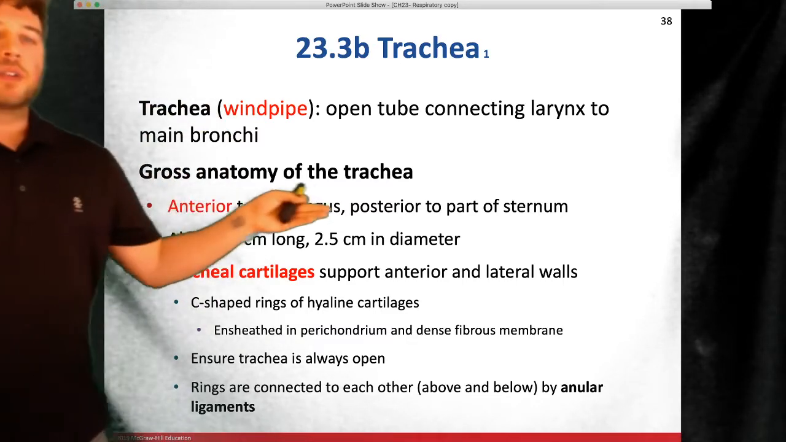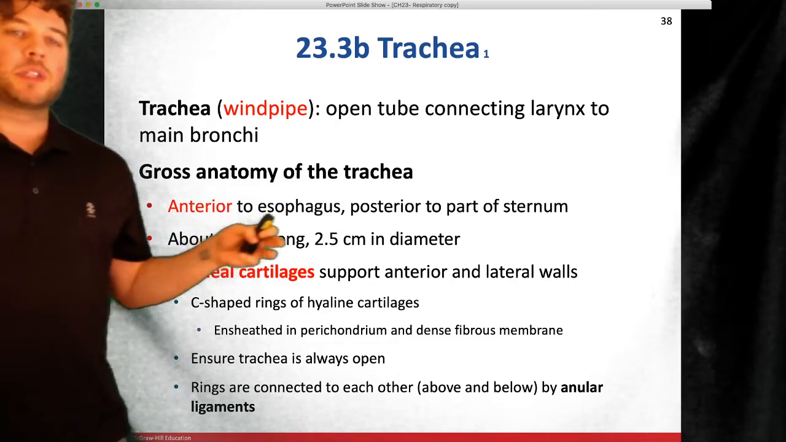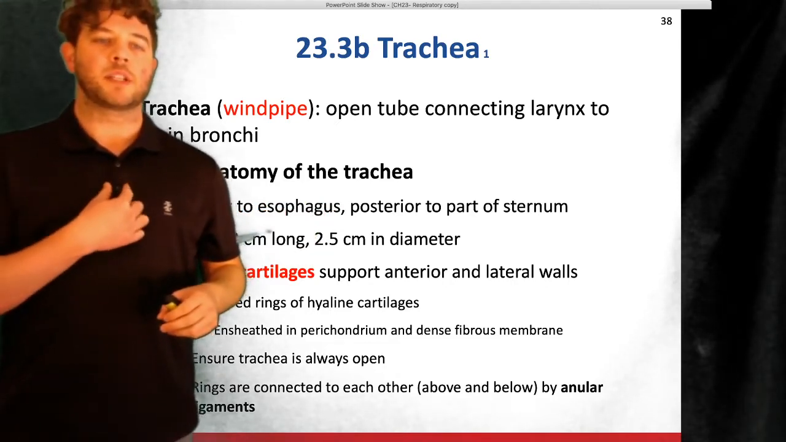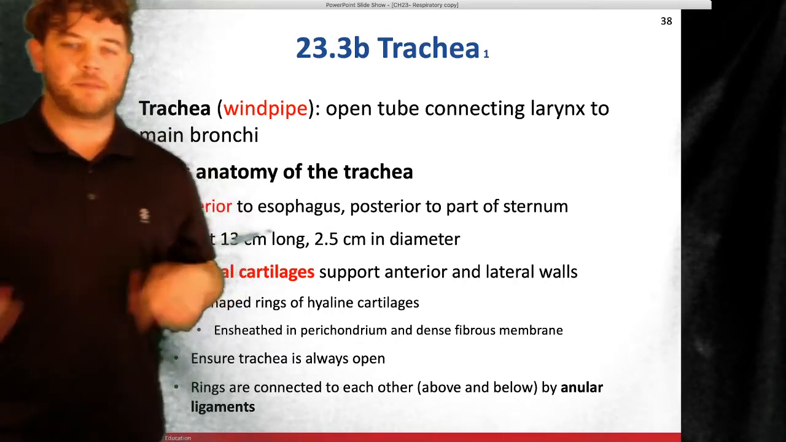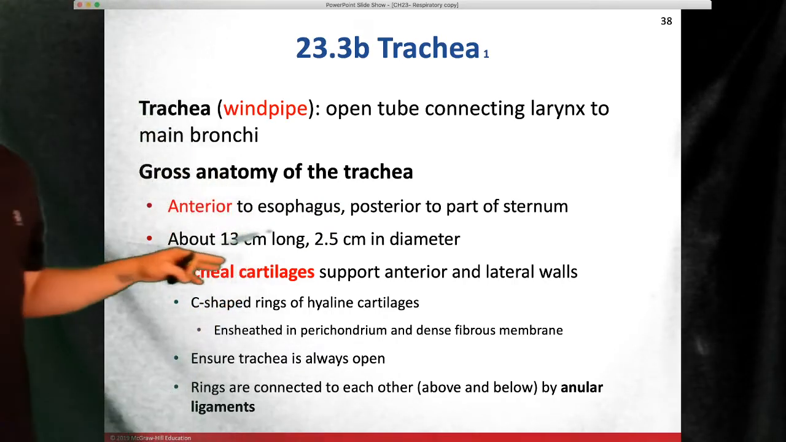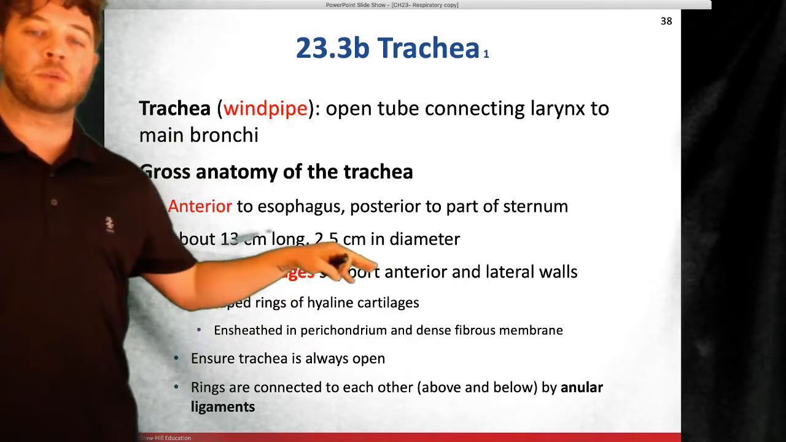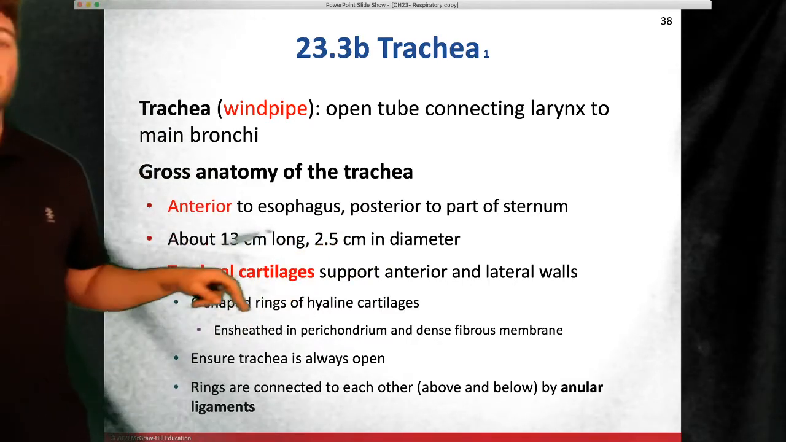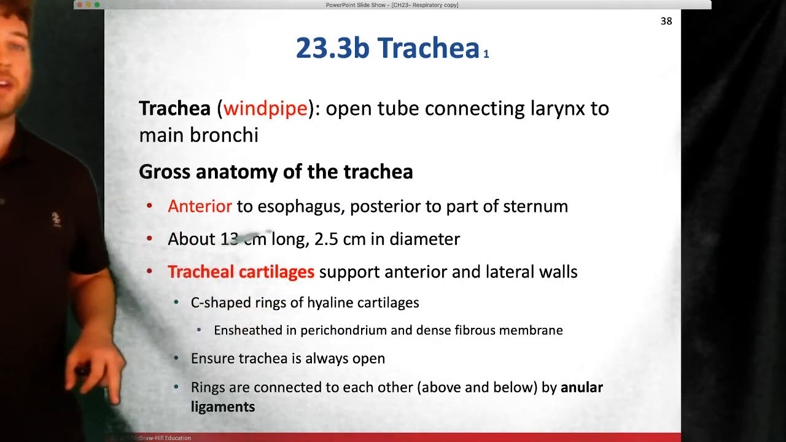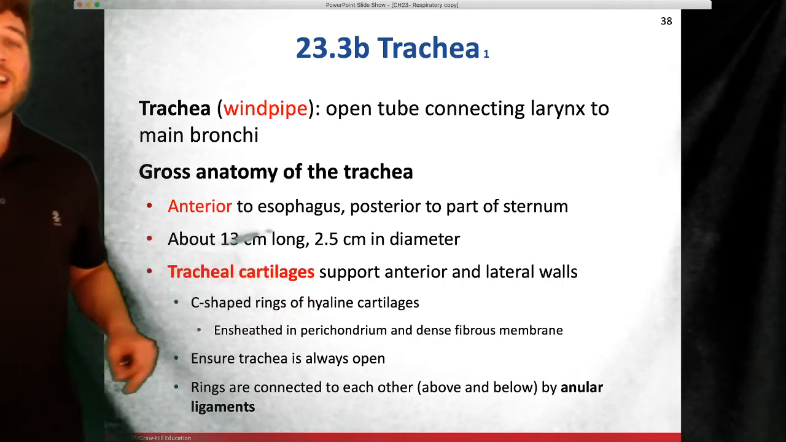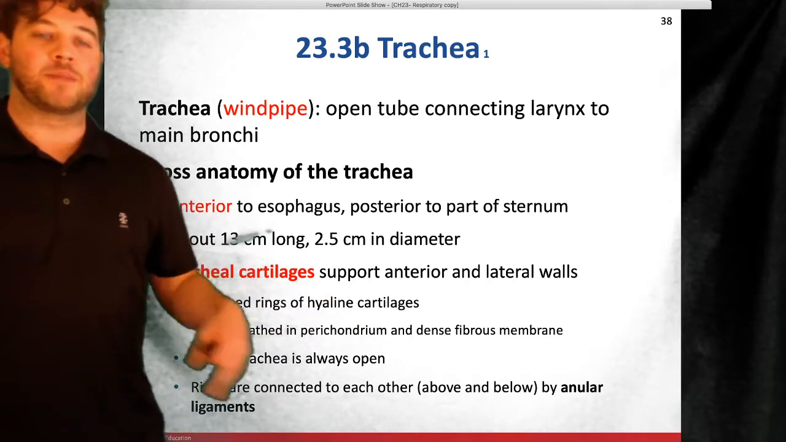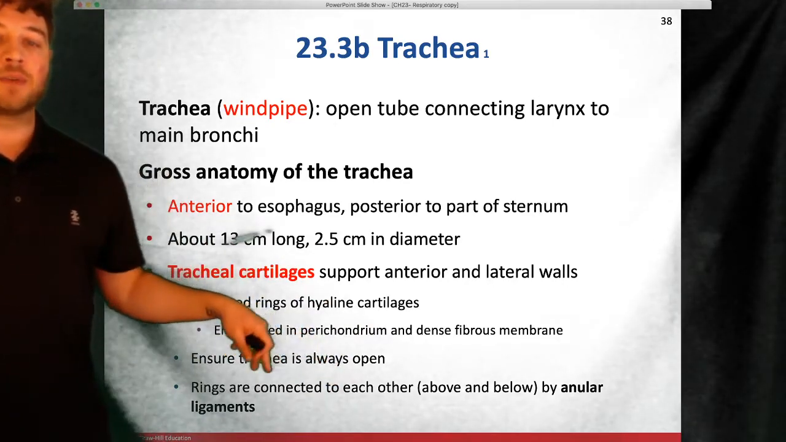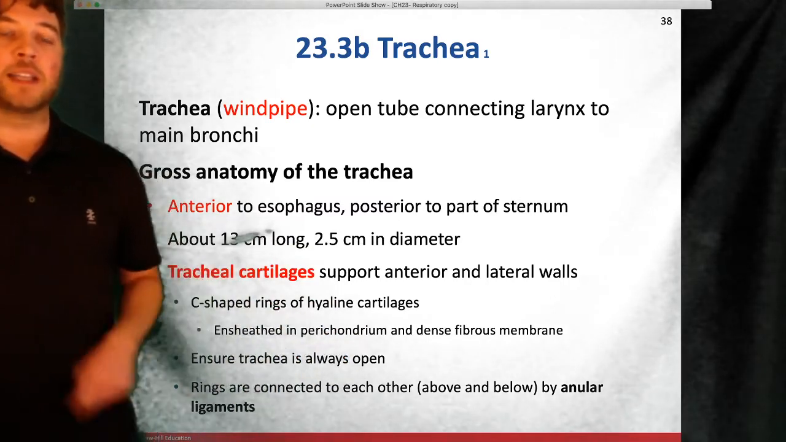It is anterior to the esophagus, posterior to part of the sternum. So it goes down to right about here, and then it starts to split. The tracheal cartilages support the anterior and lateral walls, not the posterior. These are C-shaped rings, not O-shaped rings, of hyaline cartilage. They're ensheathed in perichondrium, a dense fibrous membrane. They ensure the trachea is always open, and the rings are connected to each other above and below by ligaments.